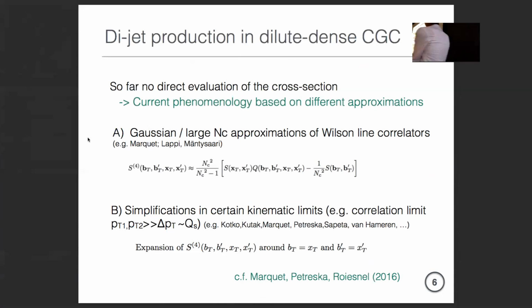We have both large NC and finite NC for the quadrupole. So it's also a finite NC, but it does have a mean field approximation to reduce the 6-point function into a 2-point function times a 4-point function.